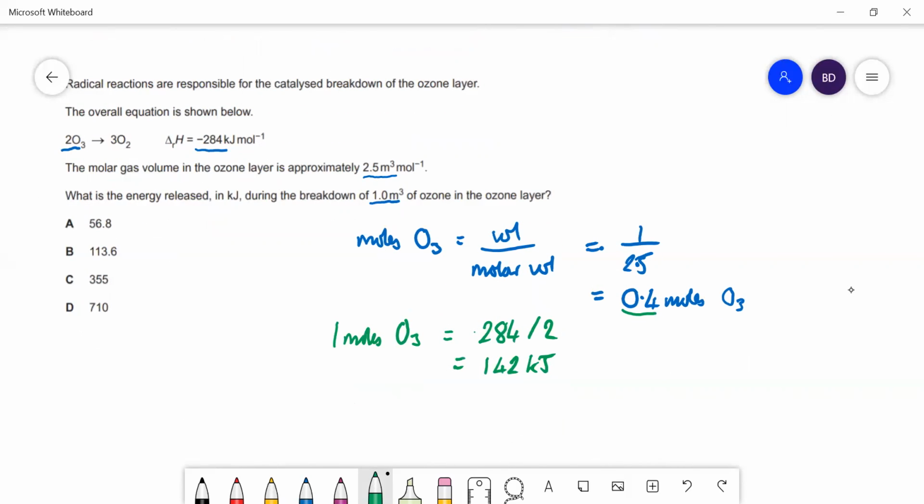Well, the energy is going to be equal to the amount for 1 mole, 142, multiplied by the number of moles we've got, 0.4, and that gives us 56.8 kilojoules out. So A is the correct answer there. You have to be a little bit careful there because this is the value for 2 moles of ozone, not 1 mole of ozone.